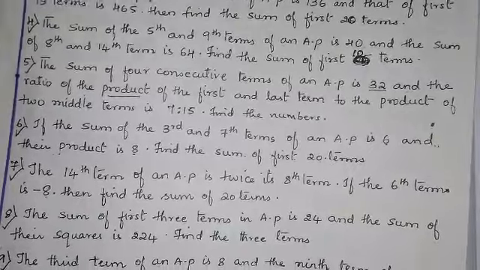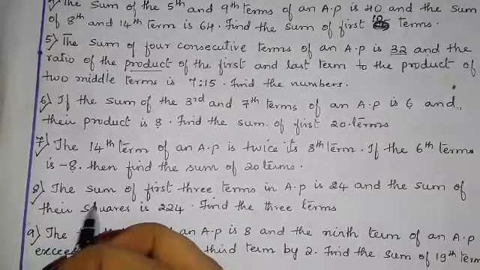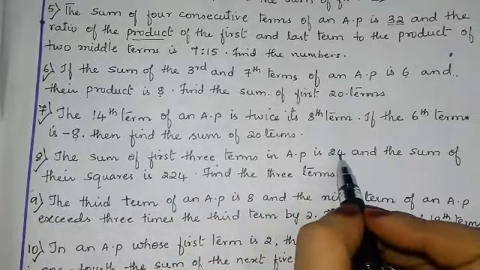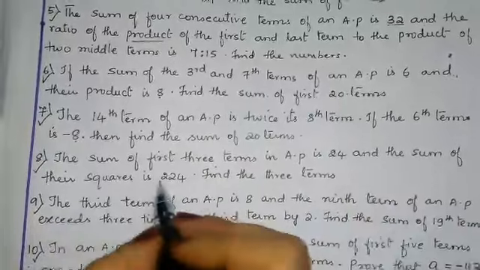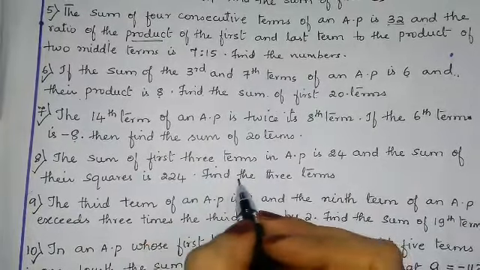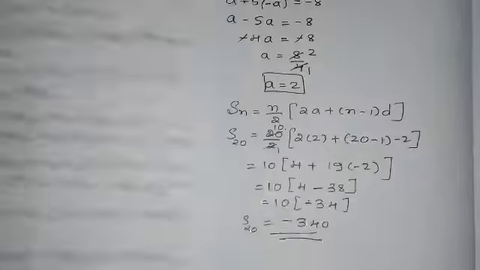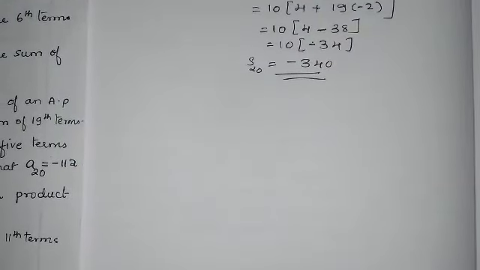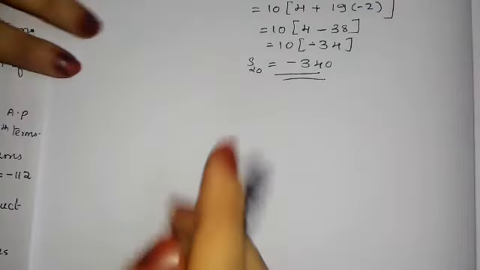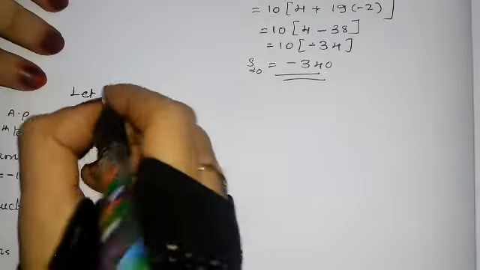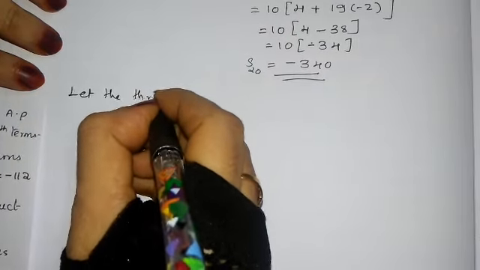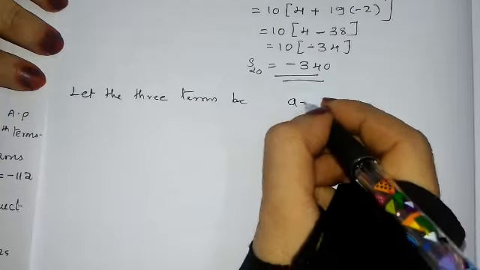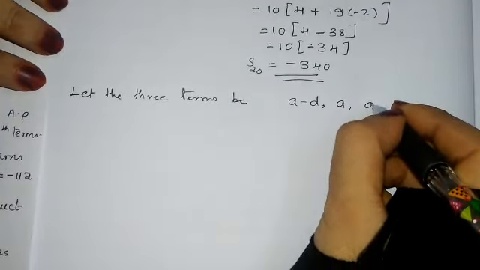Next question is the 8th question. Let us see question number 8. The sum of first 3 terms in an AP is 24 and the sum of their squares is 224. Find the 3 terms. The question is, the sum of first 3 terms of an AP is 24. Let the 3 terms be A minus D, A, A plus D.